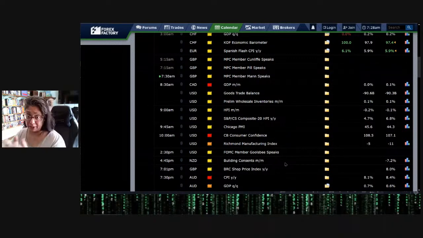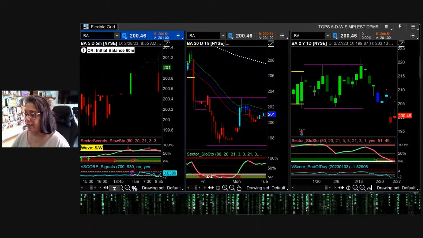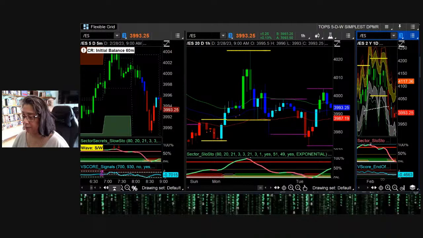Obviously, consumer confidence is going to affect that AM session, the first half of the day, while Goolsbee will likely set the tone for the close at around 2:30. So keep that in mind as you're navigating the day, the morning, and what it is that we're going to be dealing with today.